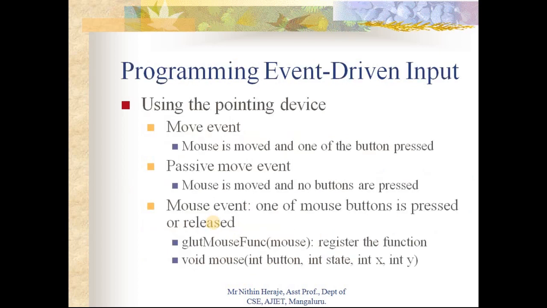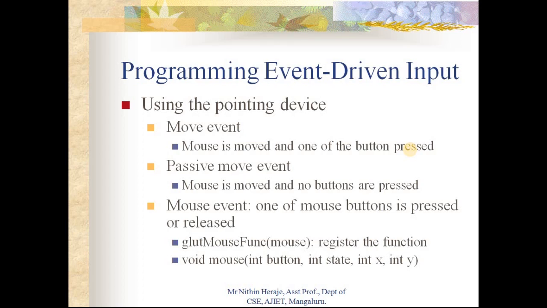Next is programming event driven input. Whenever an event occurs, some task has to be performed, and that is basically done using the pointing device. The first event is a move event. The mouse is moved and one of the buttons is pressed. When the mouse is moved and one of the buttons is pressed, it generates an event.